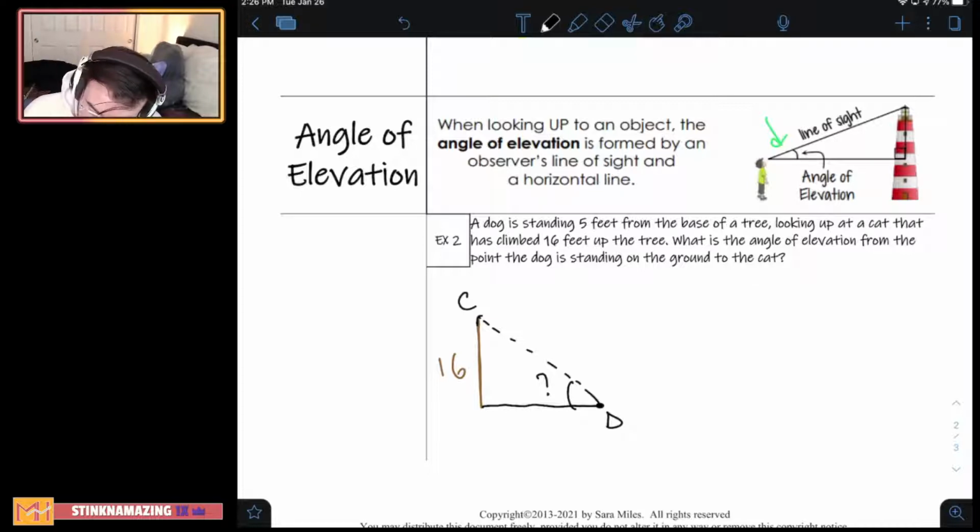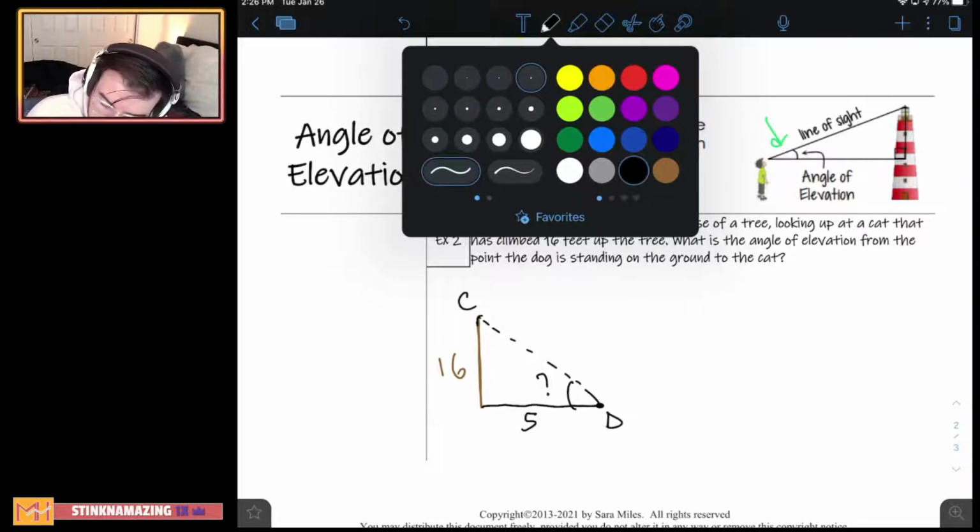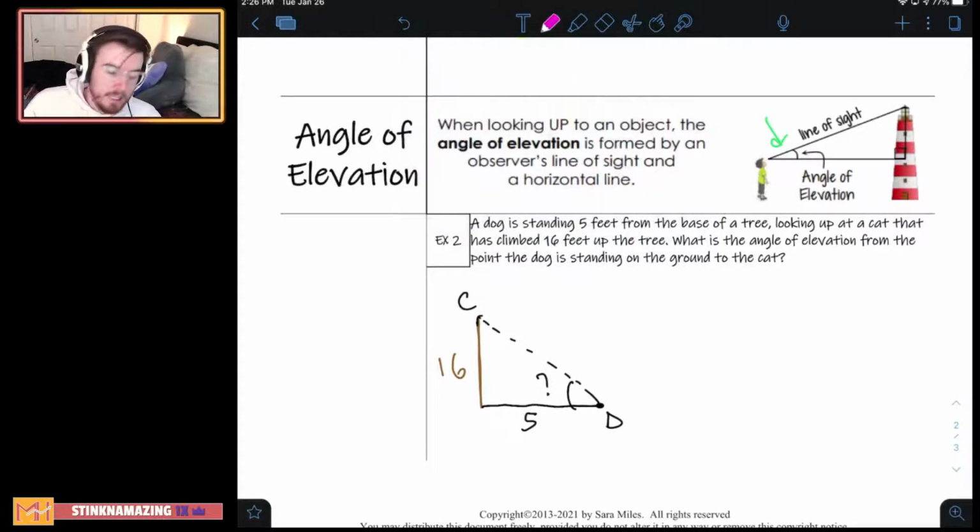I forgot to label the 5. Boom. So the dog standing, this is not drawn to scale, clearly. The dog standing 5 feet from the tree, and the tree itself, or where the cat is in the tree, is 16 feet high. So we solve for the angle. And tell me, question right here. What trig function are we going to use to solve for the angle? Inverse sine, cosine, or tangent?